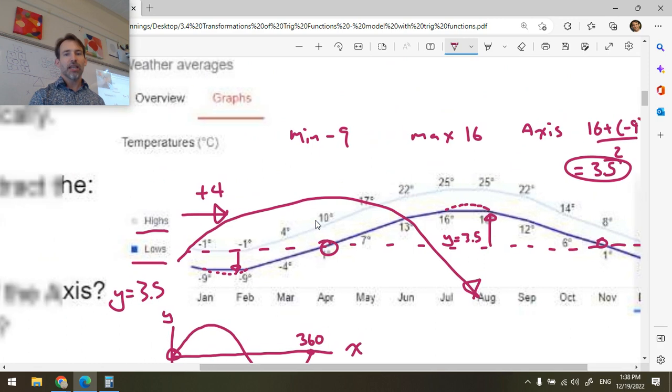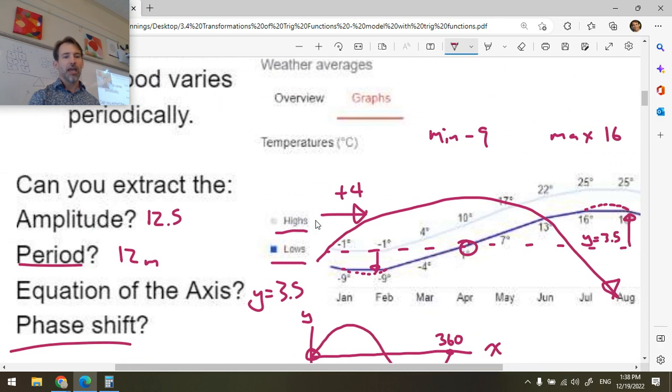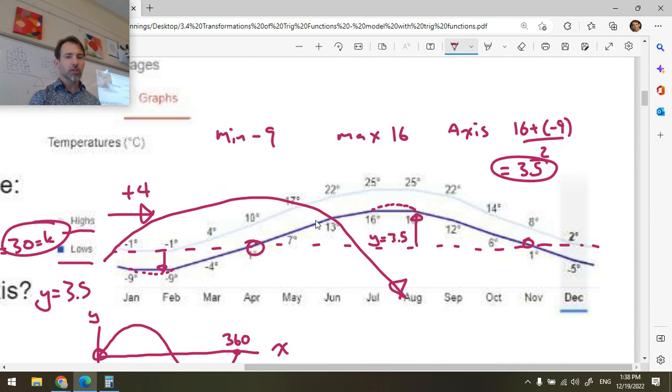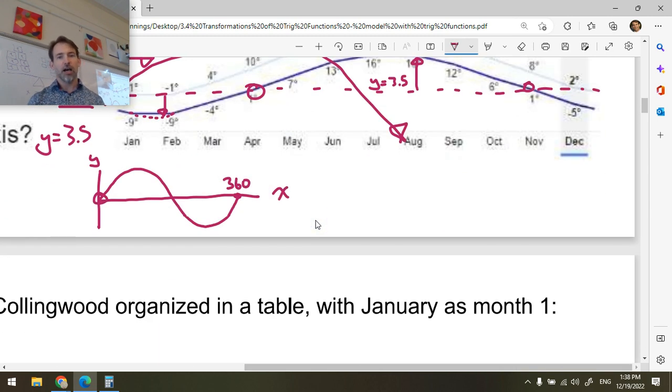So there, we can take all of this and put it into a, period. If the period is 12 months, then we do 360 divided by 12, and that will give us 30 equals K. So that's our D value. That's our K value is 30. Our D value is +4. So we would have this function.